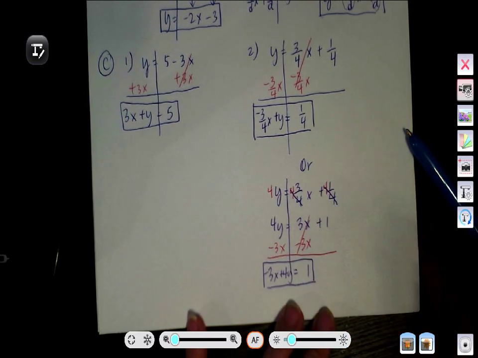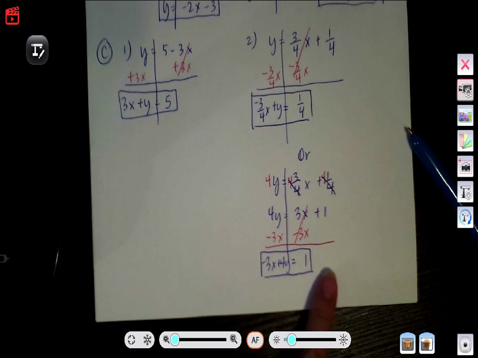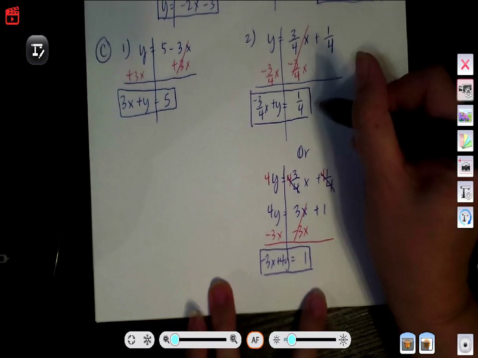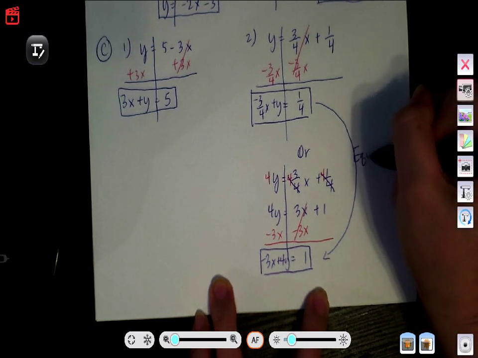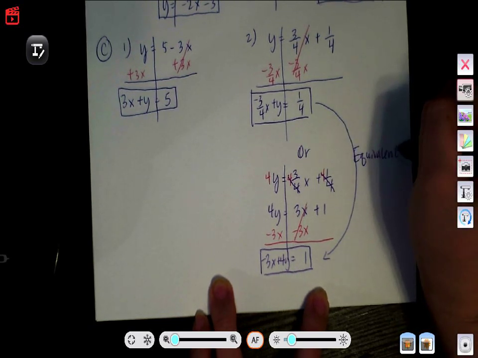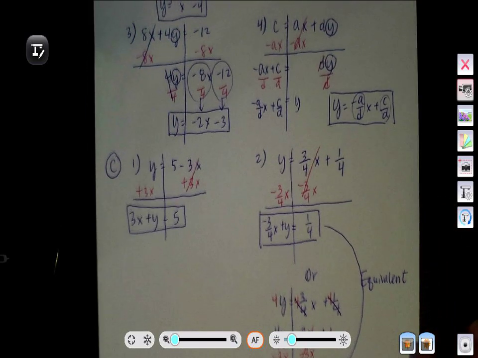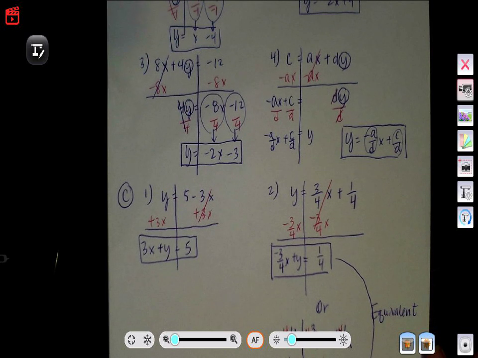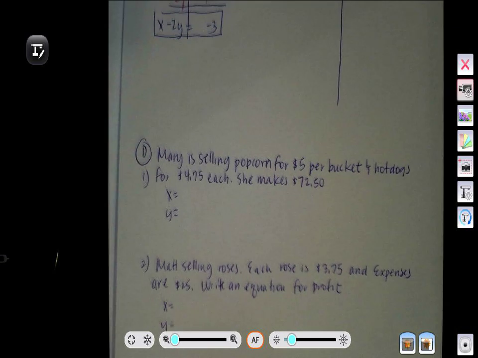Okay. Again, if you look at the end results, the variables are on the left hand side of the equation and the numbers on the right hand side of the equation. So these two, although they look different, they are equivalent, and both equations are correct. Okay? So again, in part B, you were going into slope-intercept form, and in part C, you were going into standard form. Okay? We have 2 more questions in part C to go over.